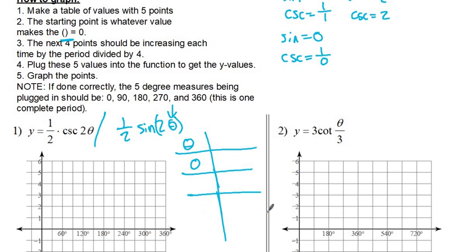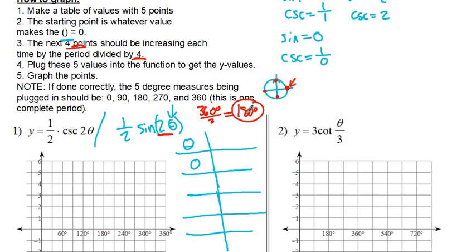And then we want 5 points because on a circle, there's 1, 2, 3, 4, and then back at the start, there's 5 significant points. The next 4 should be increasing by the period divided by 4. Remember, the period comes from 360. For sine, it's 360 divided by that number. In this case, the period would be 180. 180 divided by 4 is going to give us 45 degrees. So we'll increase this by 45 degrees each time: 45, 90, 135, and then 180.